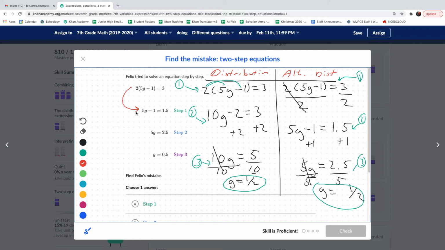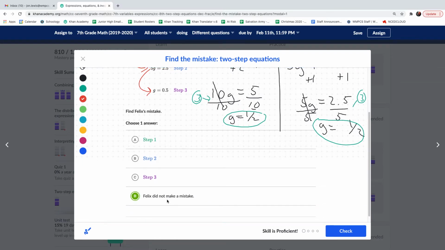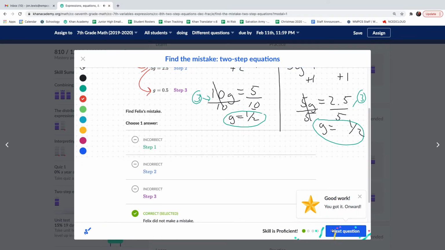Now that we know that he did the alternate, we can see what happened here. In this case, just like what we did, we added a 1 to both sides, and he got 5G equals 2.5. Hey, that's what we got. It's the same thing. And then, just like what he did, we took 2.5 and divided by 5. Well, we got the fraction 1/2, which is the same thing as 0.5. So his answer and our answer happened to be the same thing. He didn't make a mistake.